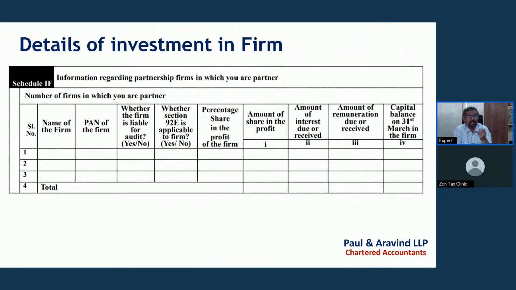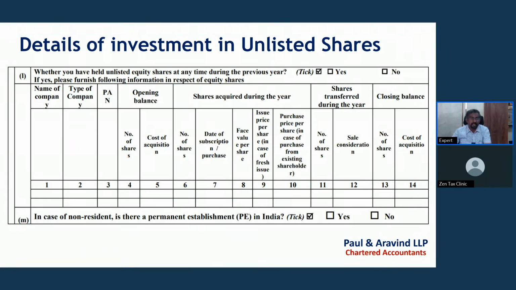Therefore, it is extremely important that if you have invested in any partnership firm, you need to give the name of the firm, the PAN number of the firm, whether it is liable for audit or not. If it is liable for audit, then the due date of 31st of August will also get extended to 31st of October. Then what is the share of profit in the firm? How much is the profit share that you got from the firm? How much is the interest that you received from the firm? How much is the remuneration, partners' remuneration, that you received from the firm? How much is the capital closing balance as of 31st of March? All these details you need to report in the ITR.